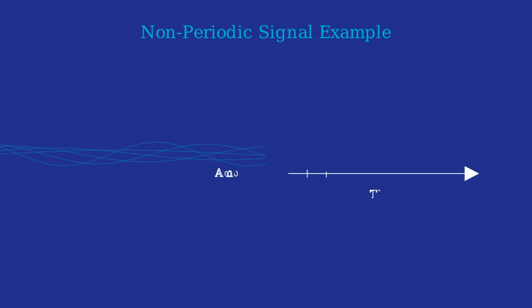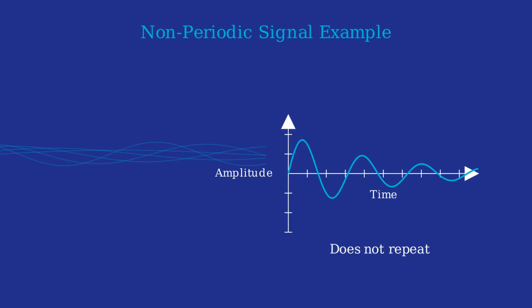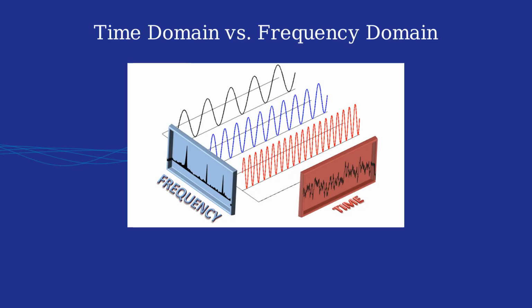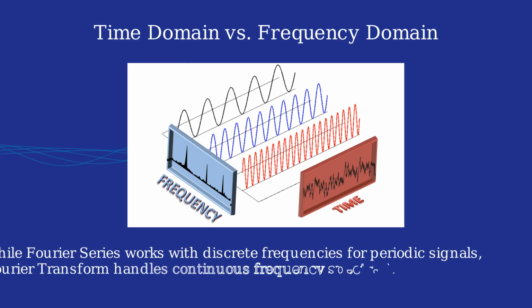In contrast, a non-periodic signal does not repeat regularly. Many real-world signals like speech, music, or a damped oscillation fall into this category. For these non-periodic signals, we use the Fourier transform, which converts a time domain signal into its frequency domain representation using an integral. Both the Fourier series and Fourier transform allow us to view signals in the frequency domain rather than the time domain, revealing their component frequencies. The key difference is that Fourier series works with discrete frequencies for periodic signals, while Fourier transform handles continuous frequency spectra for non-periodic signals.